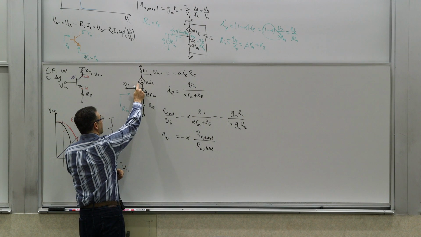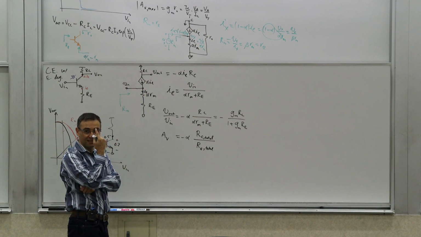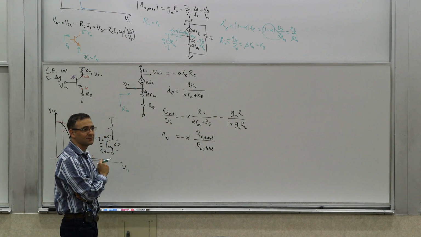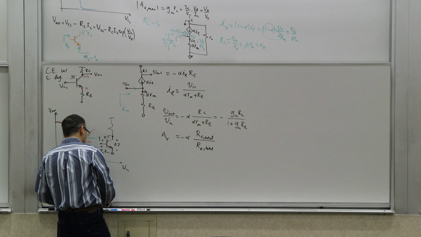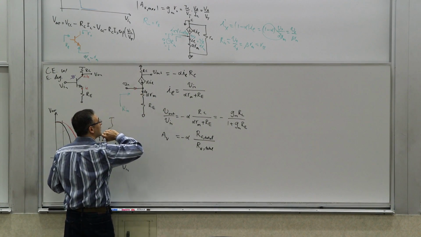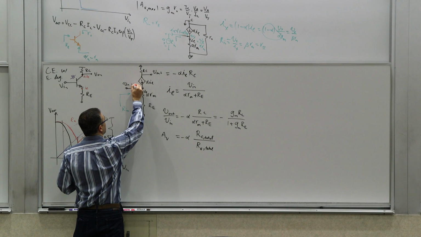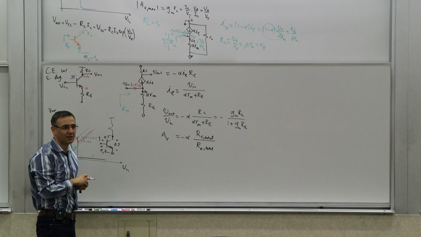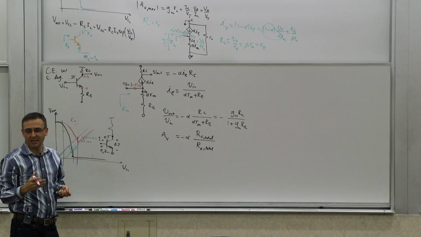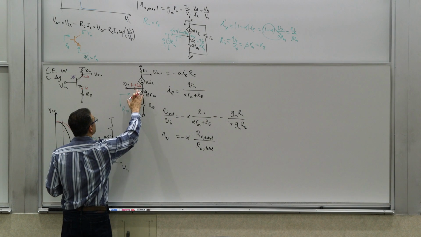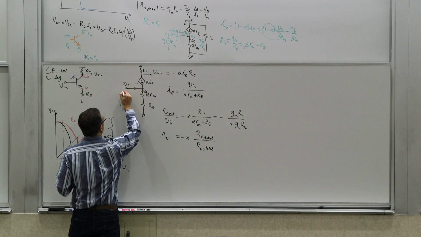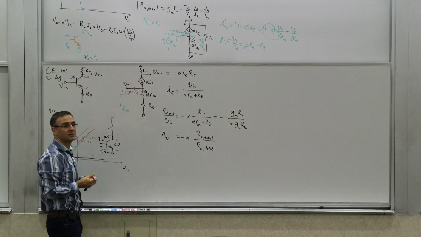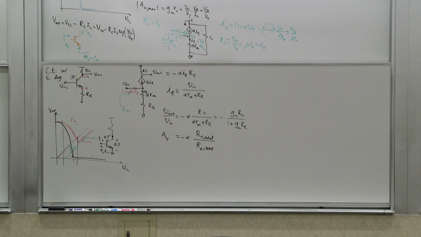Why not? Because there's this guy here too. So the key question is, what is this current in terms of IE? What is that current in terms of IE? 1 minus alpha IE, right? Because this is IE, this is alpha IE. So it's the difference of IE and alpha IE, so it's 1 minus alpha IE. Let me just put it a little bit bigger. 1 minus alpha IE.